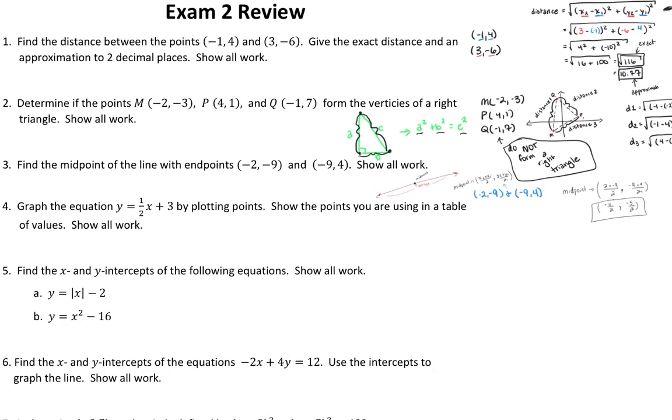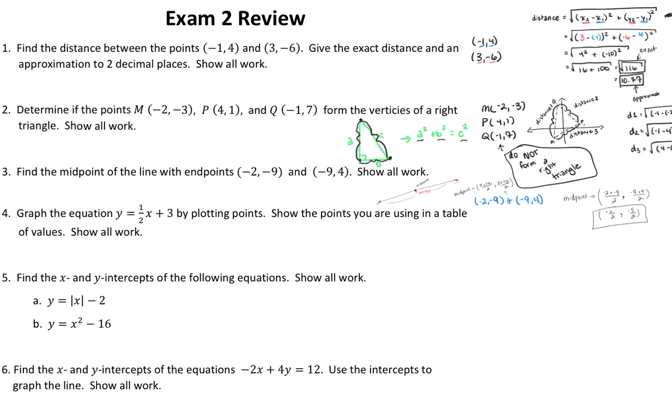All right, moving on to the fourth problem. It says, graph the equation y equals 1/2 x plus 3 by plotting points. Show the points you're using in the table. So you could plot this by knowing that this is the slope and this is the y-intercept, but you want to plug it in by using points.